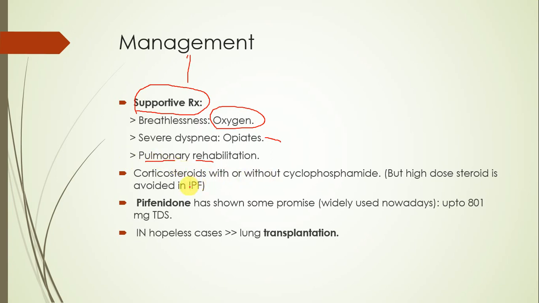The other treatment or specific treatment options would include corticosteroids, which may or may not be added with cyclophosphamide, as high-dose steroid is contraindicated in IPF. So this is not a very good option. A more specific drug that targets the disease process would be pirfenidone, because this is an anti-fibrotic drug. It actually decreases the level of fibrotic activity in the lung. So this has shown promise and is now used for almost all the patients of ILD or IPF.